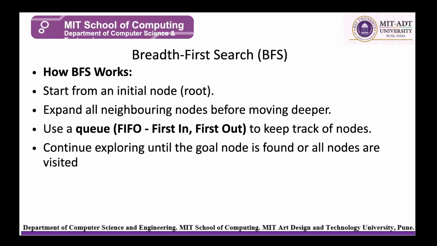BFS starts from the initial node, which is the root node. Then we expand all neighboring nodes before moving deeper. Here we use a queue type of data structure to keep track of the nodes. The queue is FIFO type, which is first in first out type of data structure. And then we continue exploring all the nodes until we get the goal node. So now we will see an example.